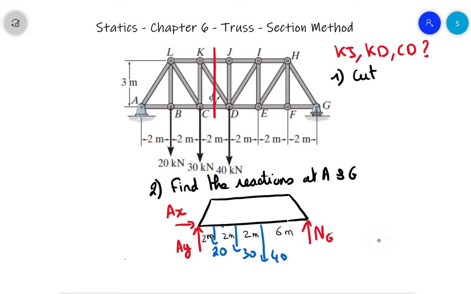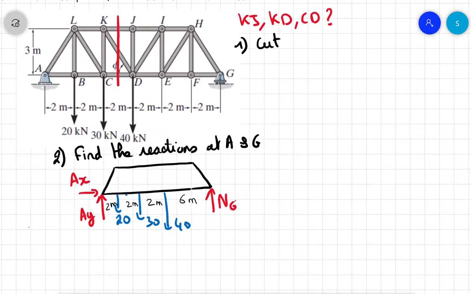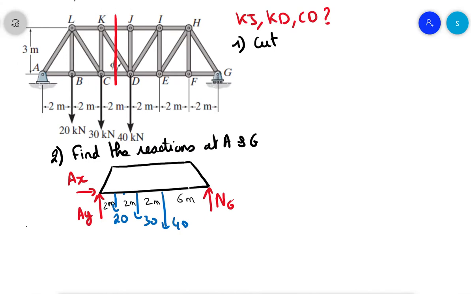Okay, so now let's do our equations. Let's solve for x. Sum of the forces on x is equal to 0, and the only force that we have is AX. So AX is equal to 0. Let's do the moment about A. Sum of the moment about A is equal to 0, so we will find NG.